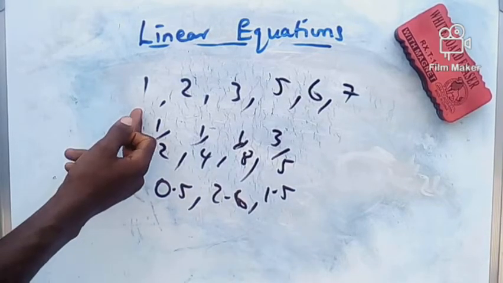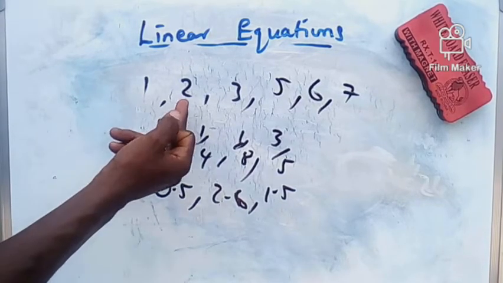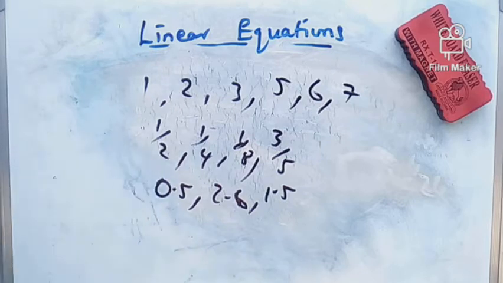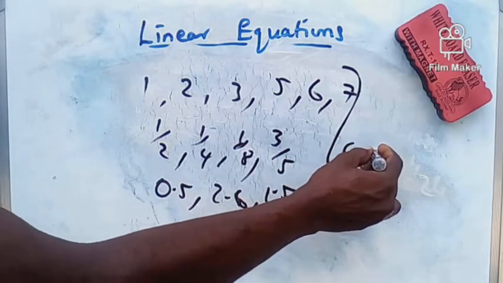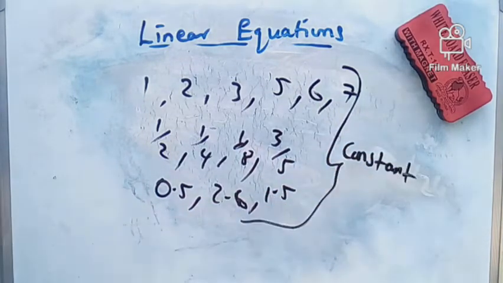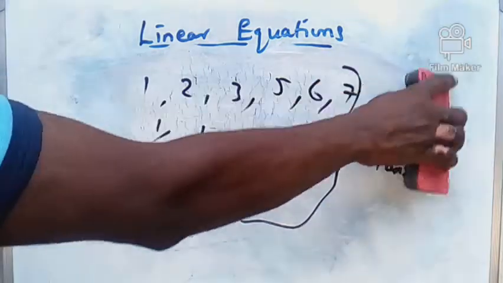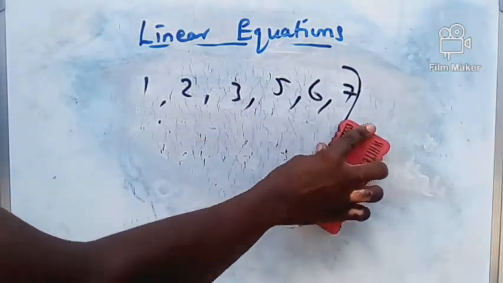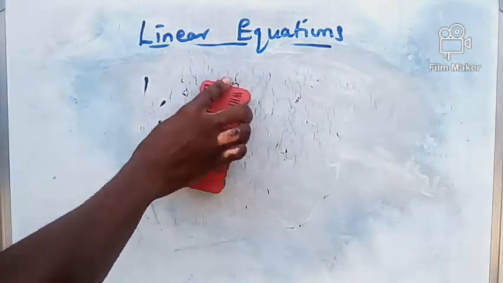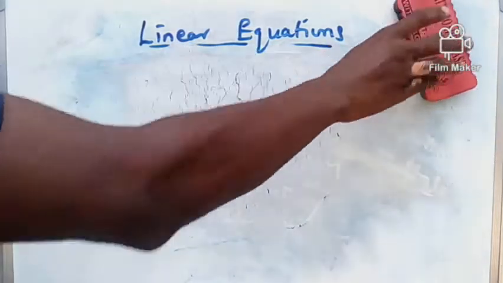1 remains 1 and cannot be changed. 2 remains 2 and cannot be changed. That is why everything here is referred to as what? Constants. And these constants can be added, subtracted, multiplied, or divided, as the case may be.